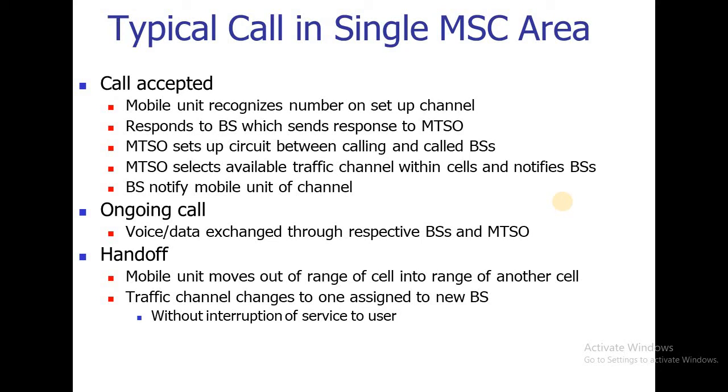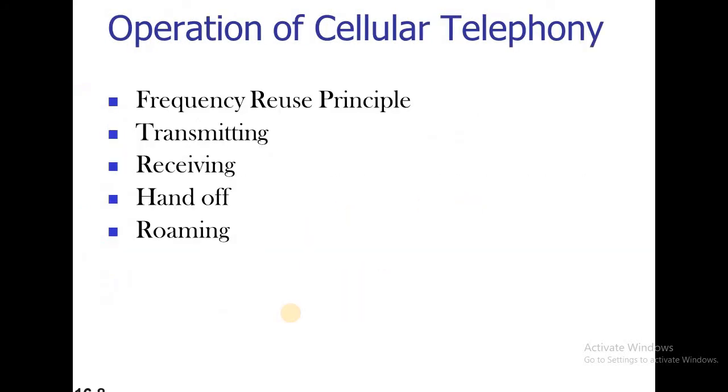That is, we move from one area to another network in a city. Then the traffic channel assigned earlier changes to the new base station. So it is going to change from one base station to another base station without interrupting the service to the user. Even though we move from one cell to another cell, that is from one area to another area, we don't get any network problem. This is done because of the handoff.